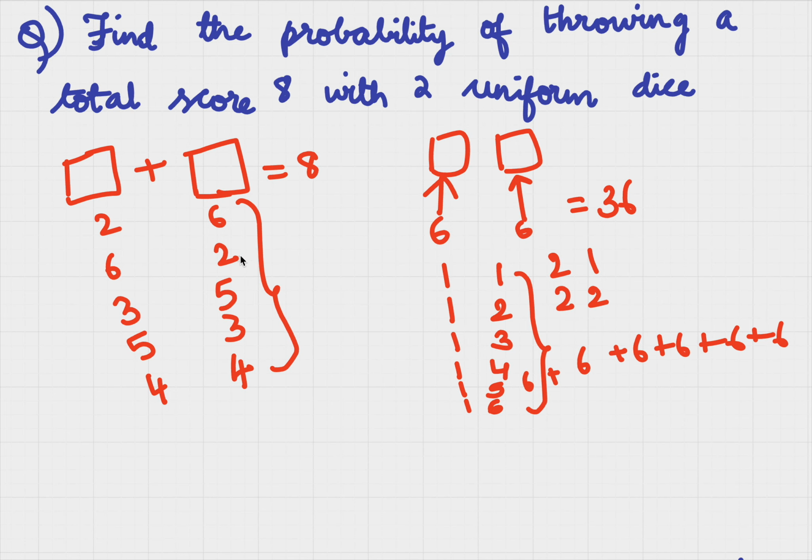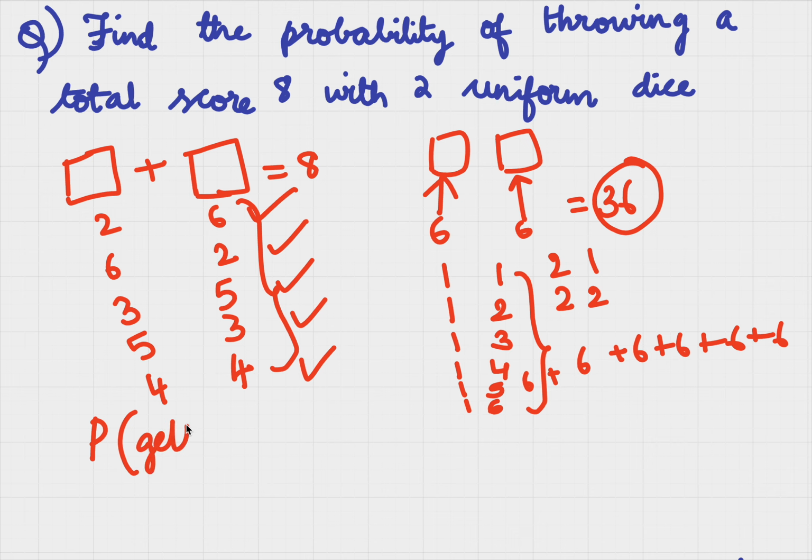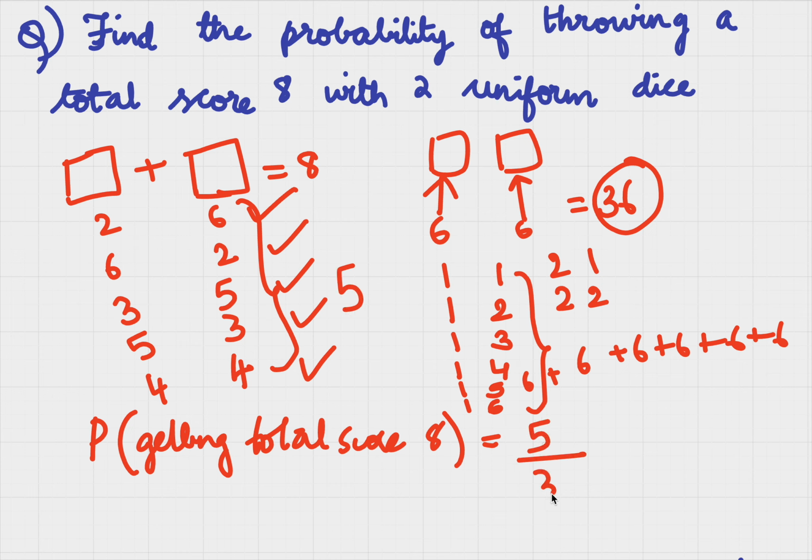So the number of possible outcomes for getting a total score 8 are 5: 1, 2, 3, 4, 5. And the total number of outcomes are 36. So the probability of this event, getting total score 8, is the number of favorable outcomes, which are 5, by the total number of outcomes, which are 36. So the probability of getting total score 8 is 5 by 36.